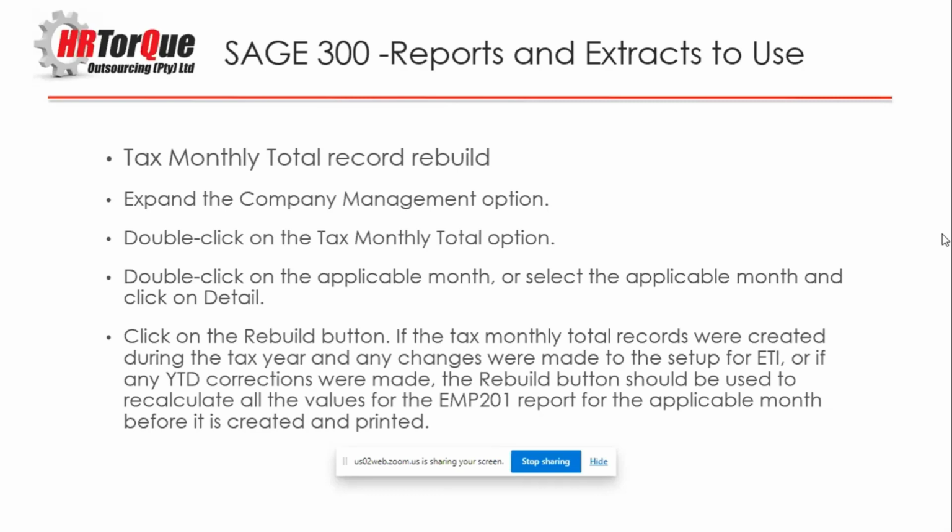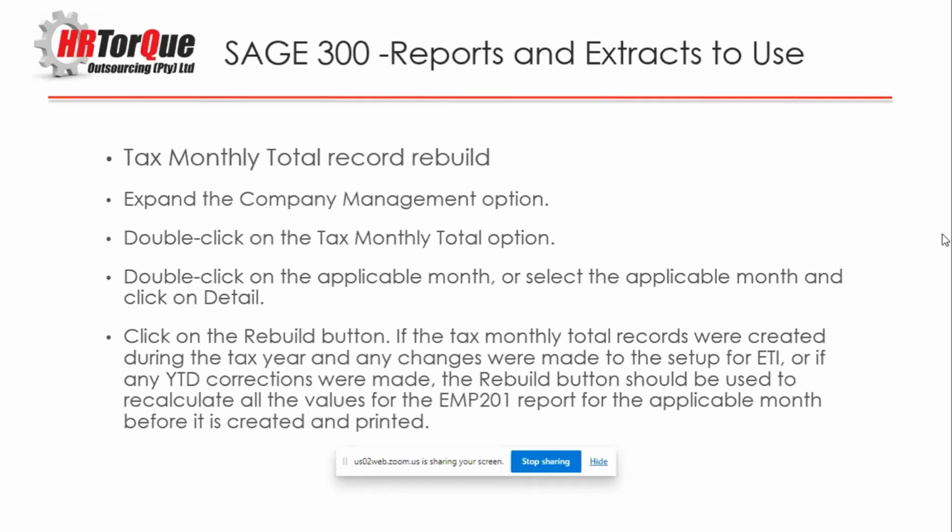So what they recommend is that if you know for sure that you have made changes to the ETI setup, or if year-to-date corrections were made, then you have to do this rebuild, or else when you pull through your recon, it's not going to show the adjusted values.